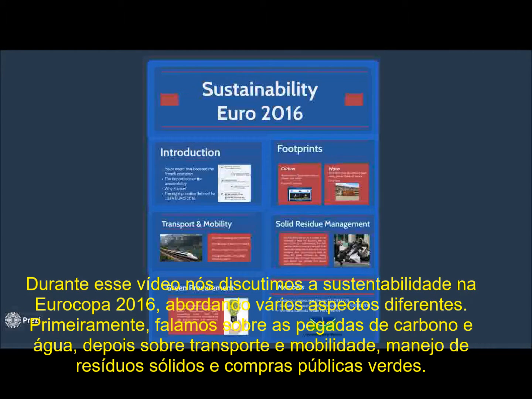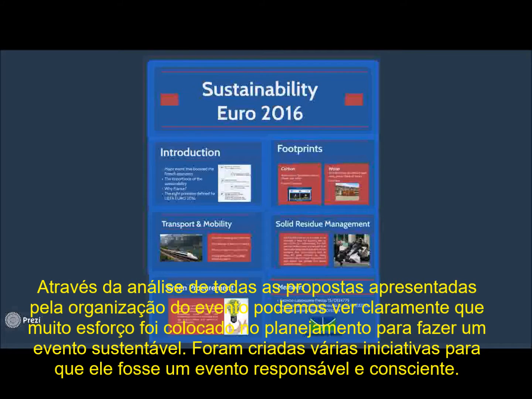During this video, we've discussed sustainability in Euro Cup 2016, ranging from different aspects. First, we talked about carbon and water footprints, transport and mobility, solid residue management, and green procurement. Through the analysis of all their proposals, we can see that the organization of the event put a lot of effort into making a sustainable event and trying to create as many initiatives as possible for it to be a very responsible and conscious event.